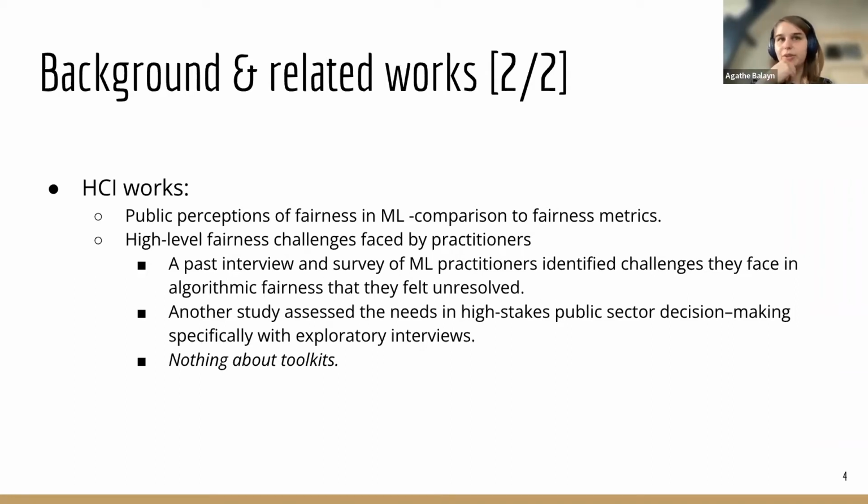Typically, the challenges were around the fact that they wouldn't know which metric to choose or how to actually apply these metrics or mitigation methods, because they wouldn't have the right set of data available, like these protected attributes corresponding to the groups of population. And other similar challenges. But none of this is looking at the toolkits, and that's what the papers I looked at are doing.